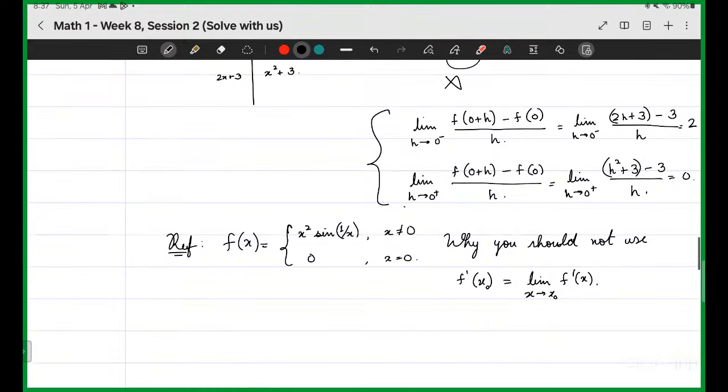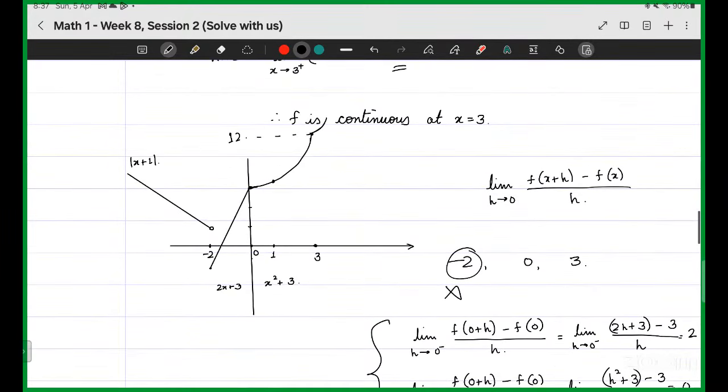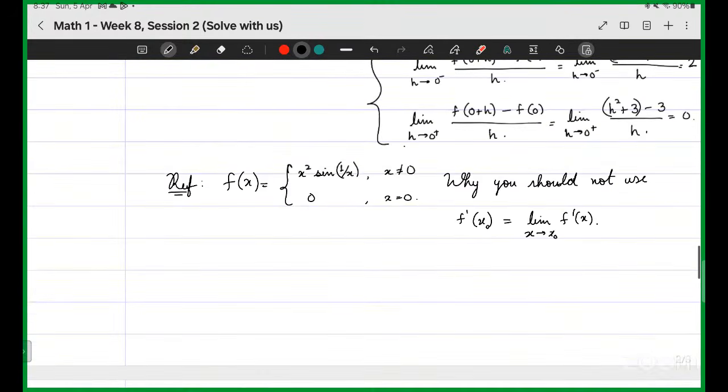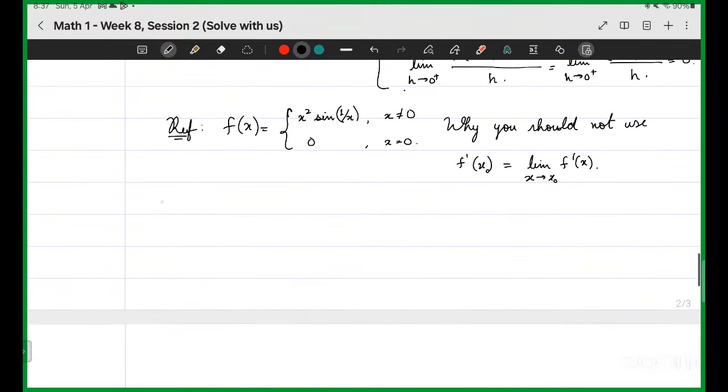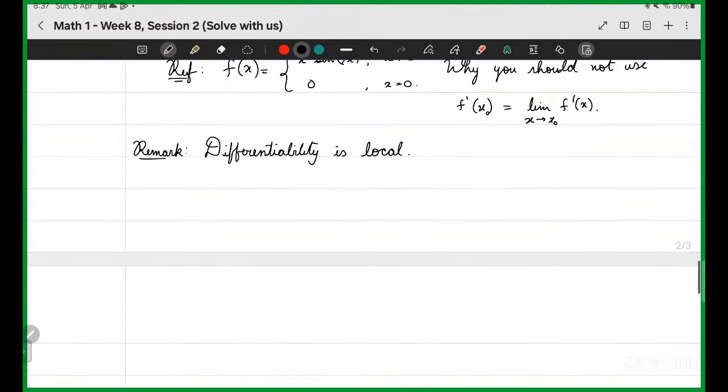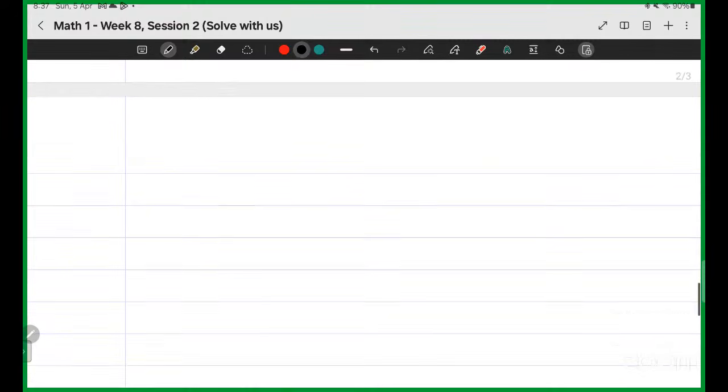Whenever there are piecewise functions, always go back to first principle. I'll write this as a remark: differentiability, even continuity for that matter, is local. I'll come back to this later because we need to solve more problems.